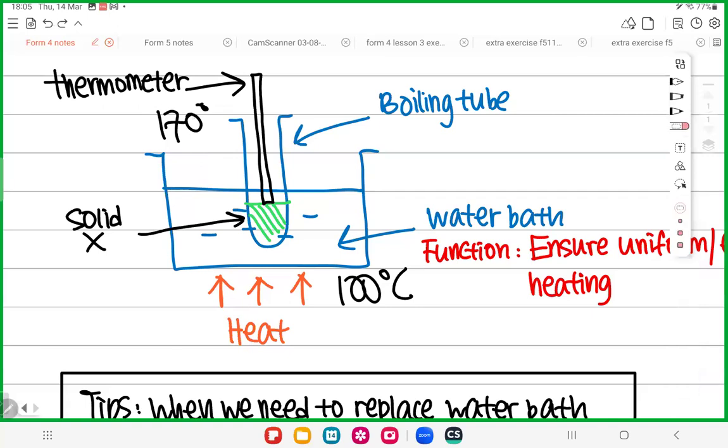So guys, let me know in the chat box, are you okay with why we cannot use a water bath when the temperature is more than 100? Are you okay with this?